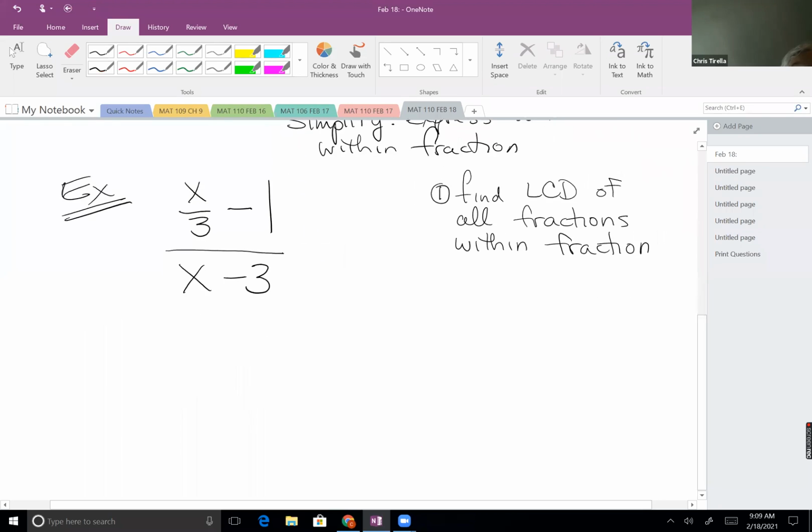And so I'm going to rewrite that fraction x over 3 minus 1 over x minus 3. As I look at that fraction, does everybody see the numerator has 2 terms, the denominator has 2 terms, and between those 4 terms, the least common denominator would be, well, the only denominator I see there is 3. Everybody all right so far?